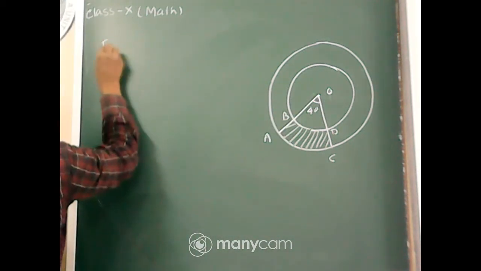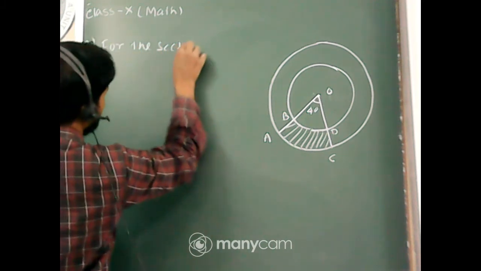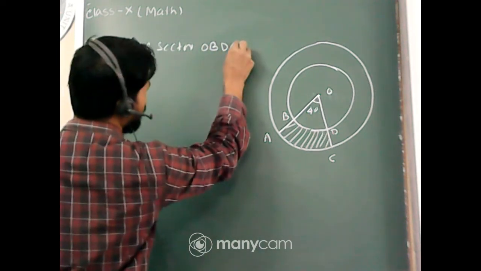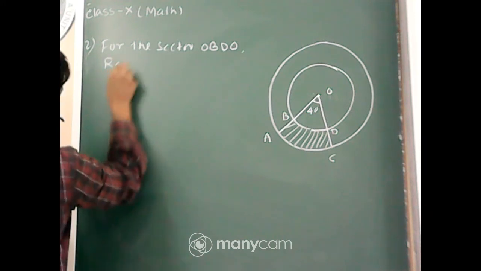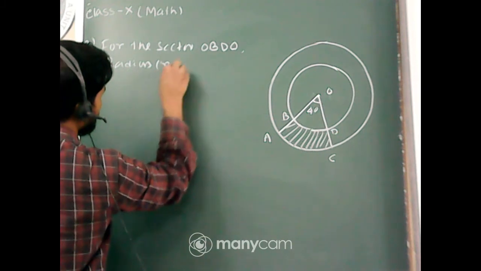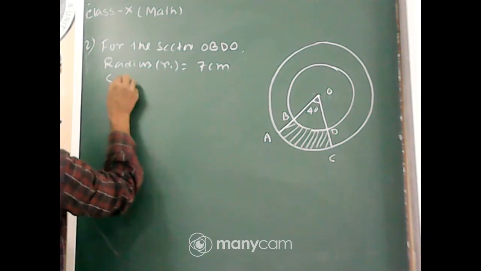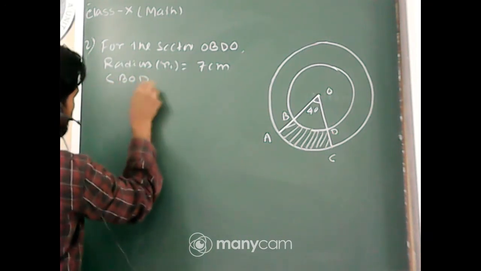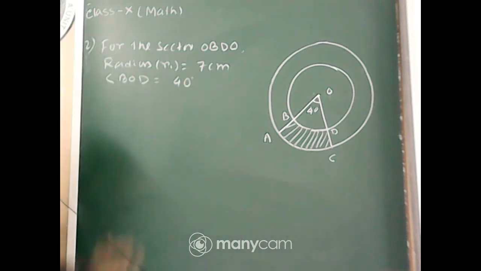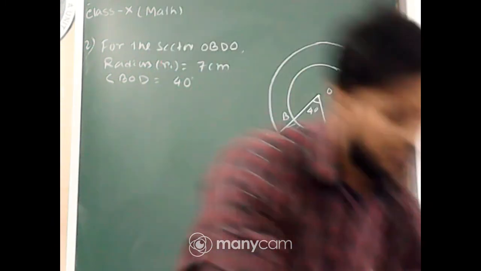So for the sector OBDO, the radius is 7 centimeter, it is given, and the angle BOD is given as 40 degree. So how to find the area of this shaded region?